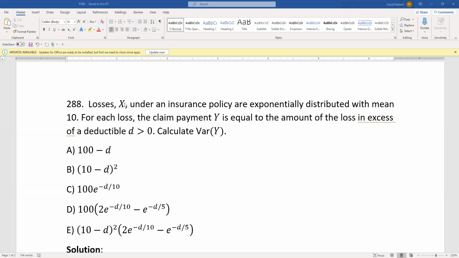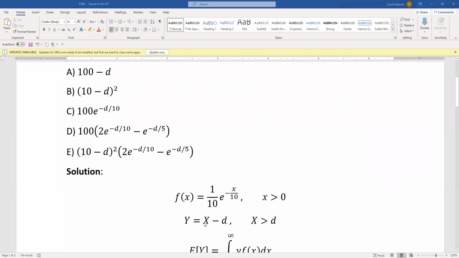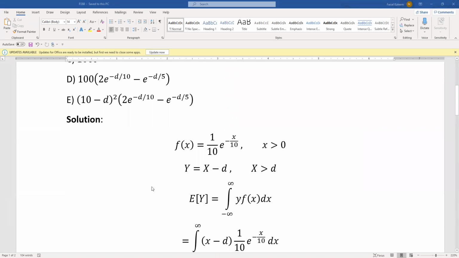So losses are exponential with mean 10, and therefore they will have the PDF (1/10) e^(-x/10), x greater than 0. Y is the payout, and the payout we know is loss minus deductible if the loss is greater than the deductible, and otherwise it's 0. The variance of Y is needed, for which we will find E[Y] and E[Y²].